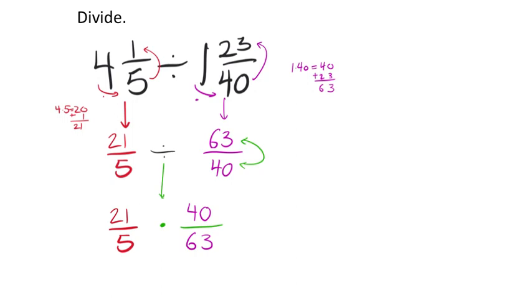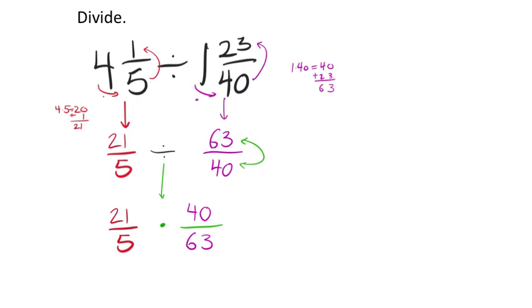And then I would look for any cross simplification that I can do. Of course, you're welcome to multiply these. 21 times 40 is 840, and then 5 times 63, I don't know, 315. I don't really care about that because I don't want to do it. That's a lot of multiplication, and it's going to end up being large numbers that I don't want to really deal with, especially when we get to the long division there.